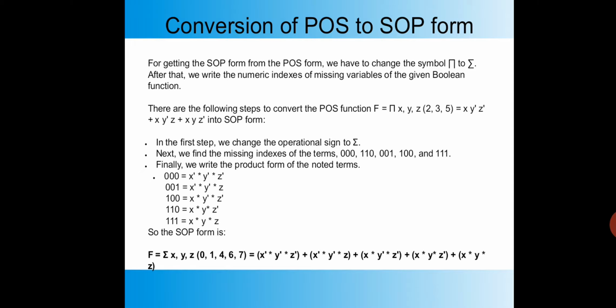Finally we write the product form in the noted terms. Now 0 0 0 can be represented as x' y' z'. Why? It is a product, isn't it? Whenever you are going for a product, 0 will be the complement of the input. If the input is 0, then you have to complement it. Now how can you write 0 0 1? It is x' into y' into z. Why just z? Because the input is 1.